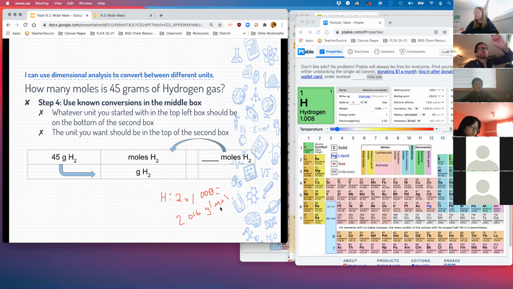Okay, now check this out. The 2.016 goes with the grams. So that means in this case, it's going to be on the bottom. The 2.016 is now on the bottom because it's 2.016 grams per mole. The number of the molar mass always stays with the grams. So last example problem, the grams was on top. Okay?